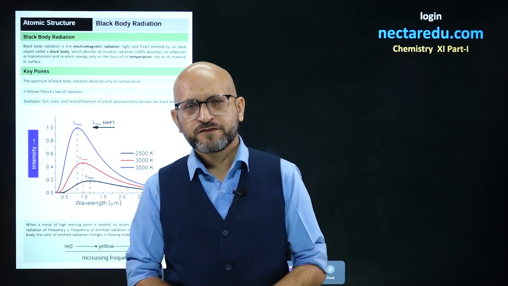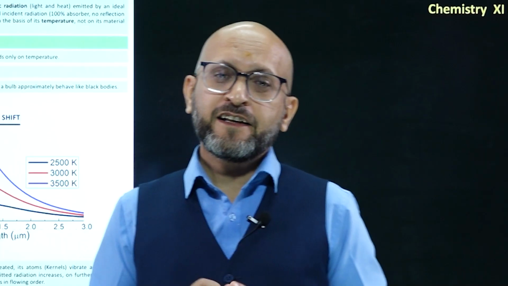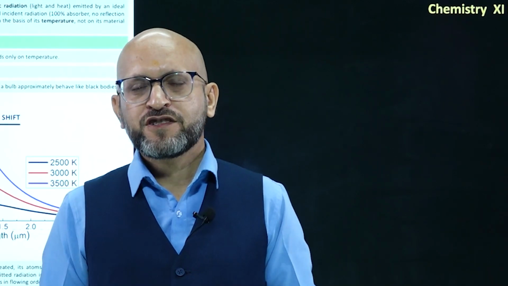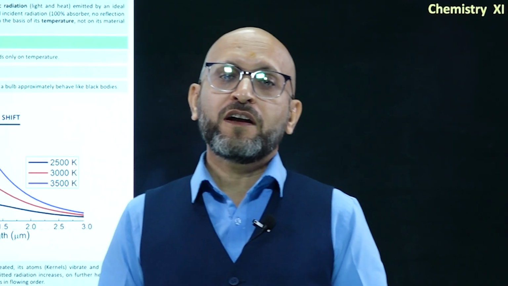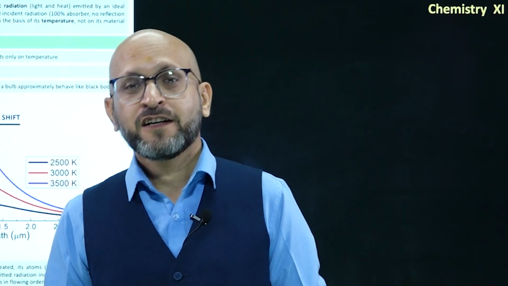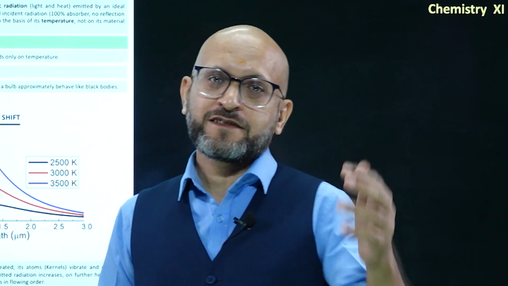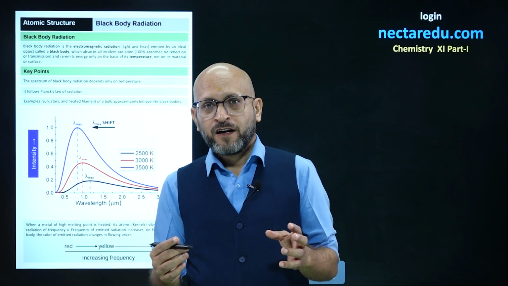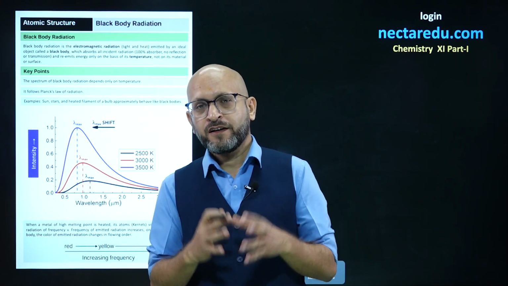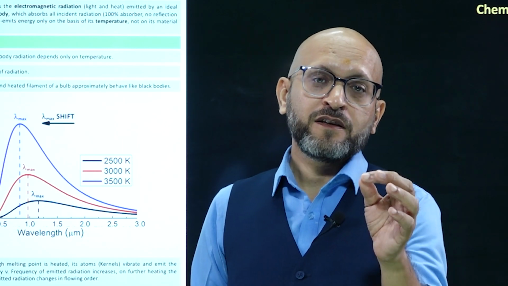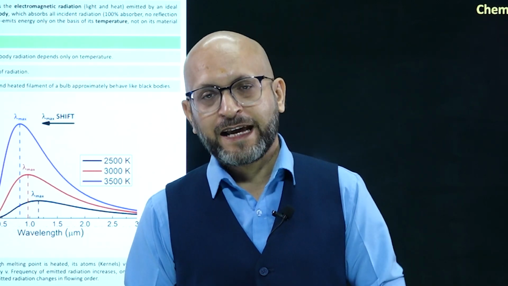Black body radiation. So what is the ideal black body? An ideal black body is a body which can absorb all radiations as well as emit all radiations, that means all wavelengths. It is a good absorber as well as a good emitter. The black body radiation phenomenon was explained successfully by the quantum theory given by Planck.